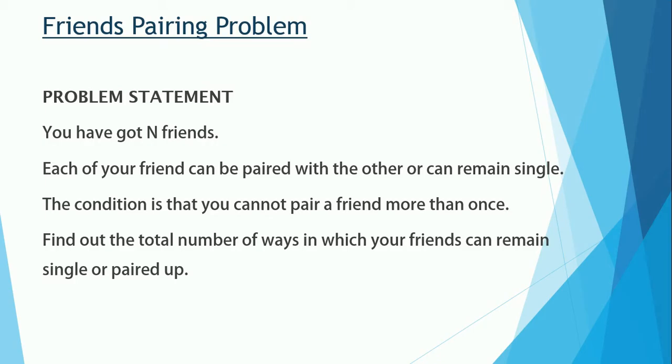That means if there are three friends A, B and C, and if you have paired up A and B, then you cannot pair up A and C. All you have to do is to find out the number of ways in which your friends can either remain single or be paired up. This is the final ask of the friends pairing problem.